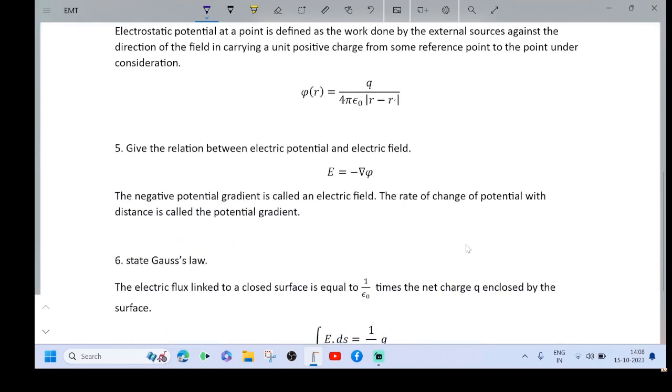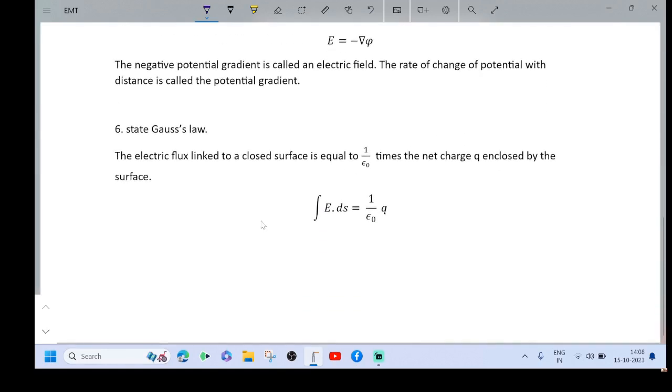Give the relation between electric potential and electric field. The negative potential gradient is called an electric field, equal to minus grad phi. The rate of change of potential with the distance is called potential gradient. State Gauss law. The electric flux linked to a closed surface is equal to 1 by epsilon naught times the net charge Q enclosed by the surface. Integral E dot ds equal to 1 divided by epsilon naught into Q. This is a surface integral.